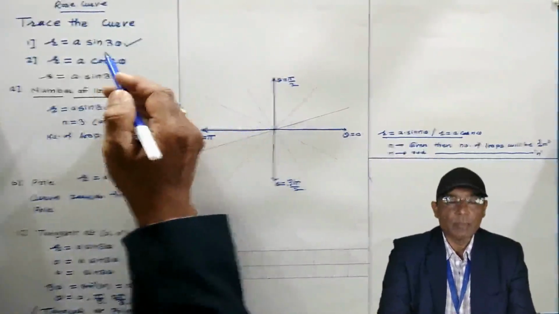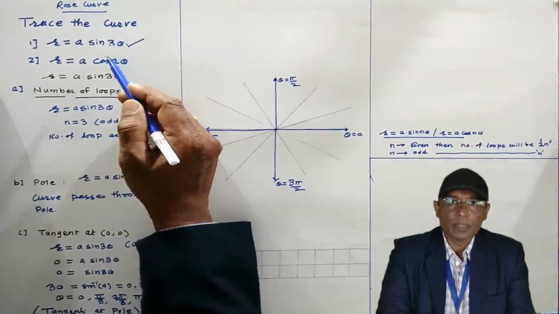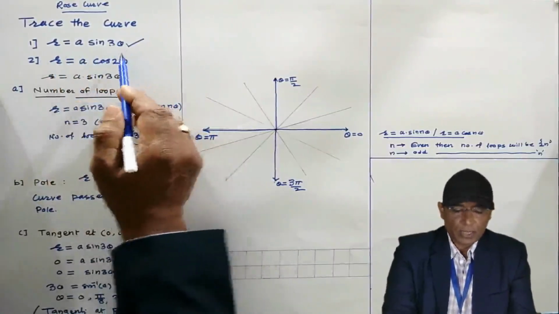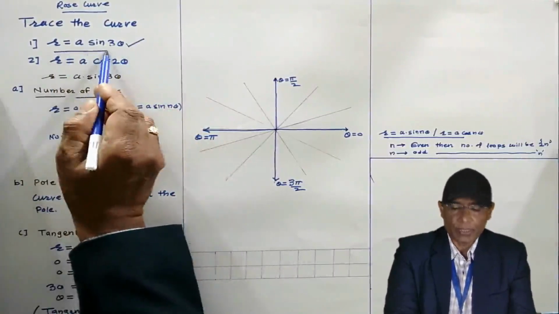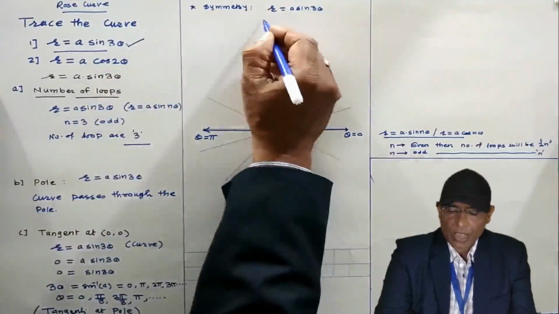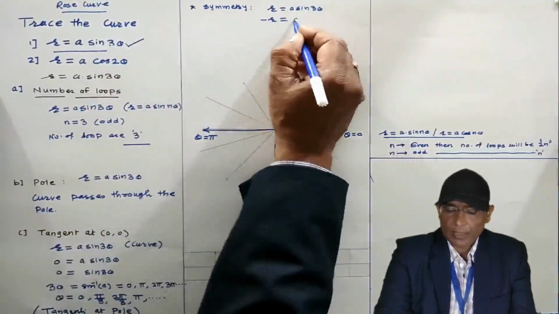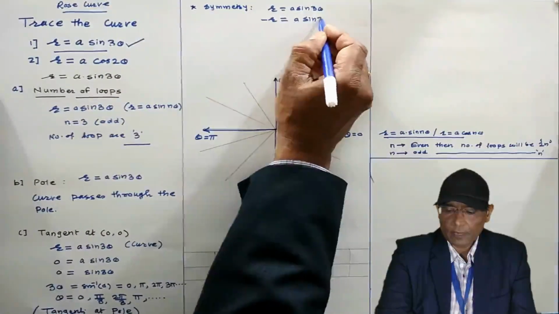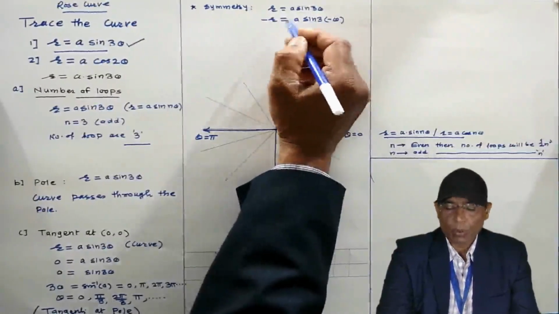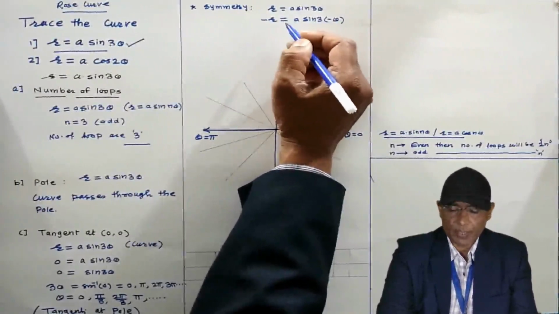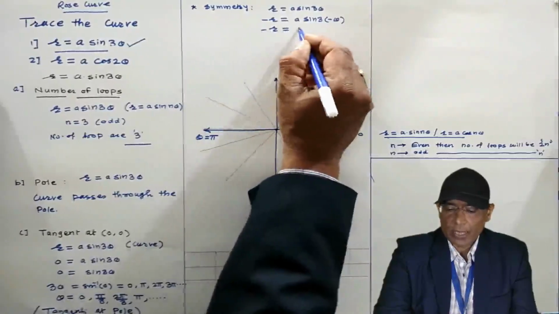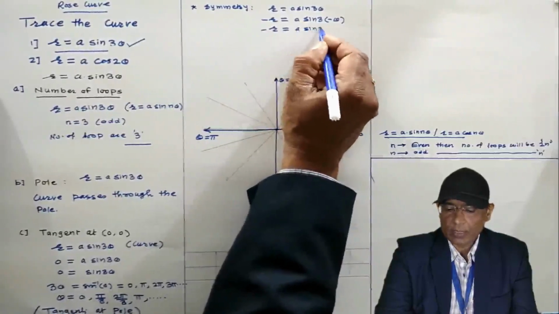So I am going to check the symmetry. Symmetry reduces the work of curve tracing. For r equals a sin 3 theta, if you look at this curve carefully, I am going to check the symmetry. If I replace r by minus r and theta by minus theta, the properties of the polar curve I explained in the previous video. Now minus r equals a sin of minus 3 theta.